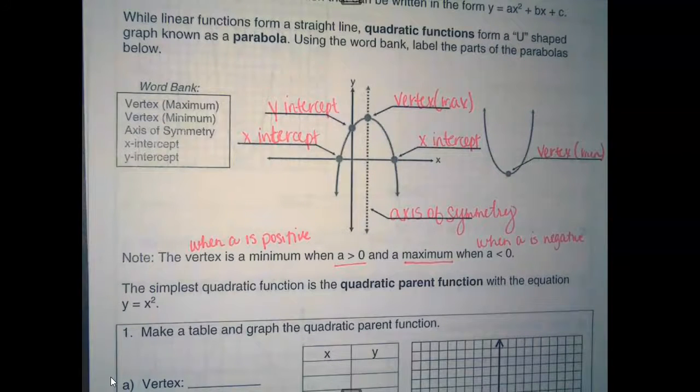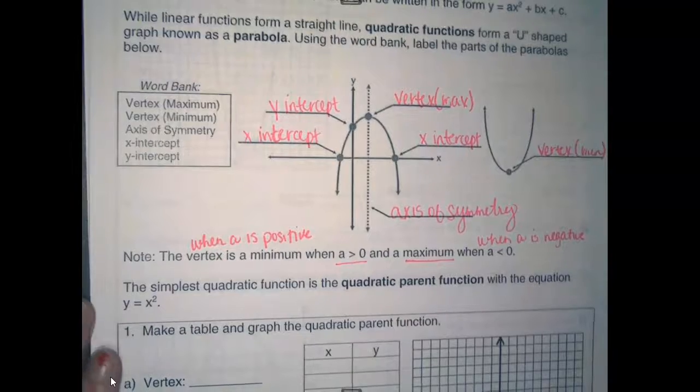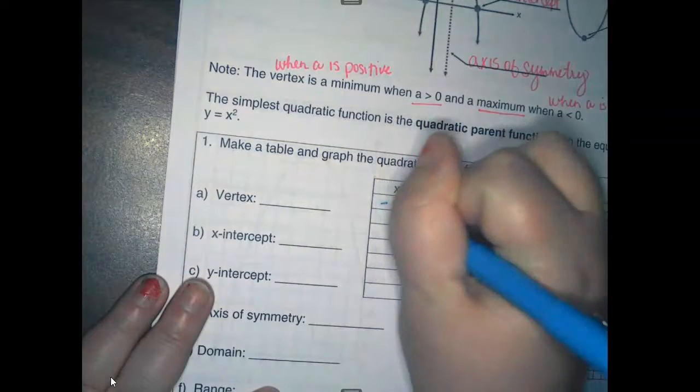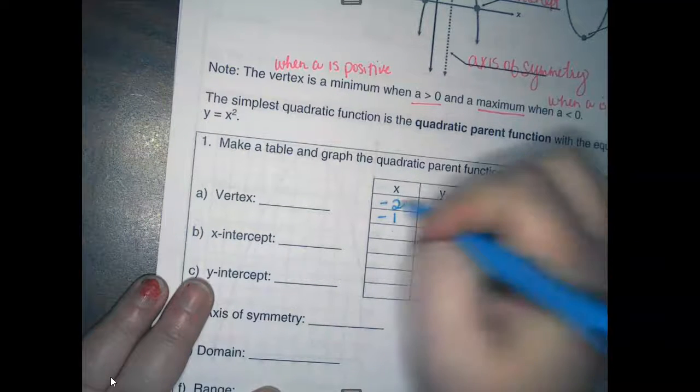Now we've talked about this before, but we have what's called a parent function. And a parent function for a linear, because we've looked at that, is y equals x. It is the most basic, it's the most fundamental, it is the most simplistic version of that graph. Well, for quadratic, our quadratic parent function is y equals x squared. So we're going to start with looking at that graph. So I'm going to pick some x values. You always want to pick some negative and positive.